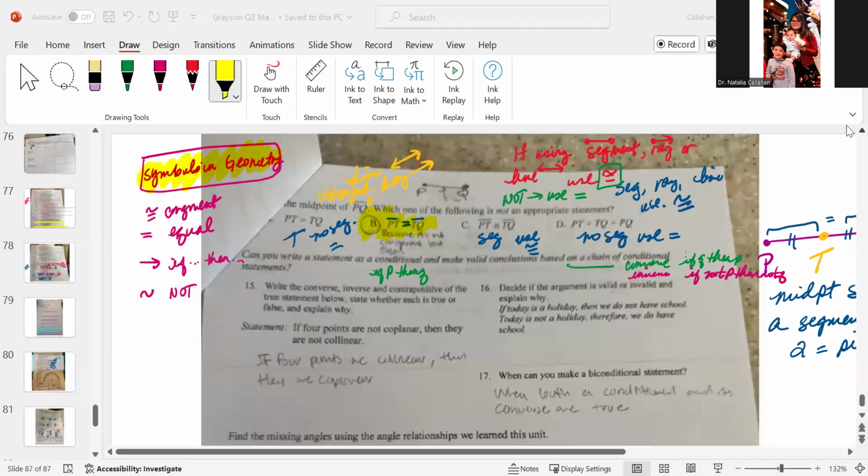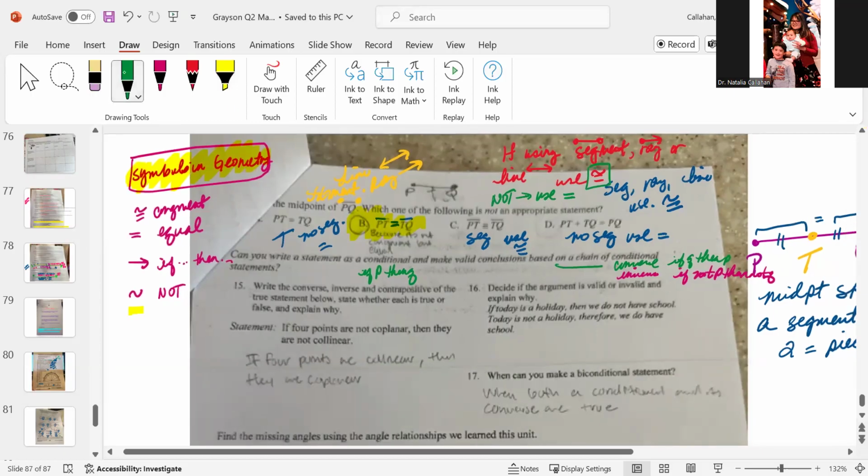Oh, 15. Write the converse, inverse, and contrapositive of the true statement below. Say whether it is true or false. Oh, one more thing, you have to make sure you include this one. This means if and only if. And remember, this is just for the biconditional statement. Those are all the symbols in geometry.